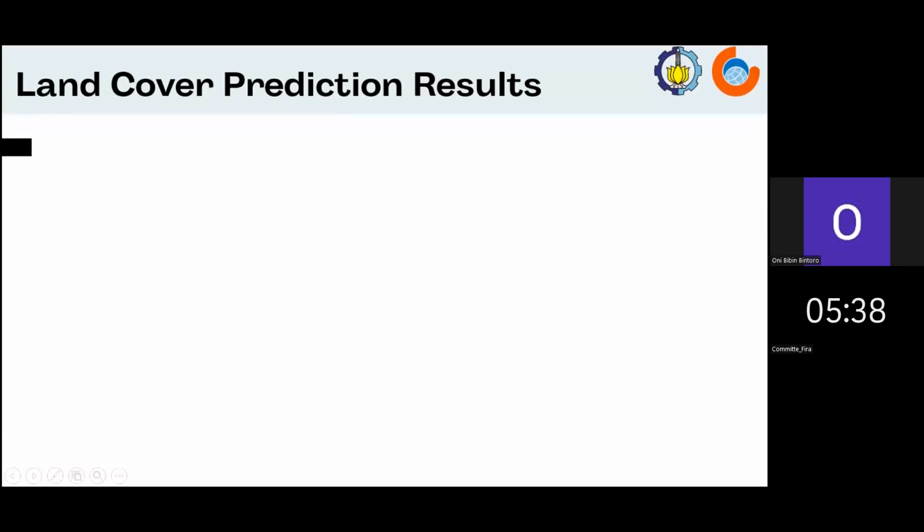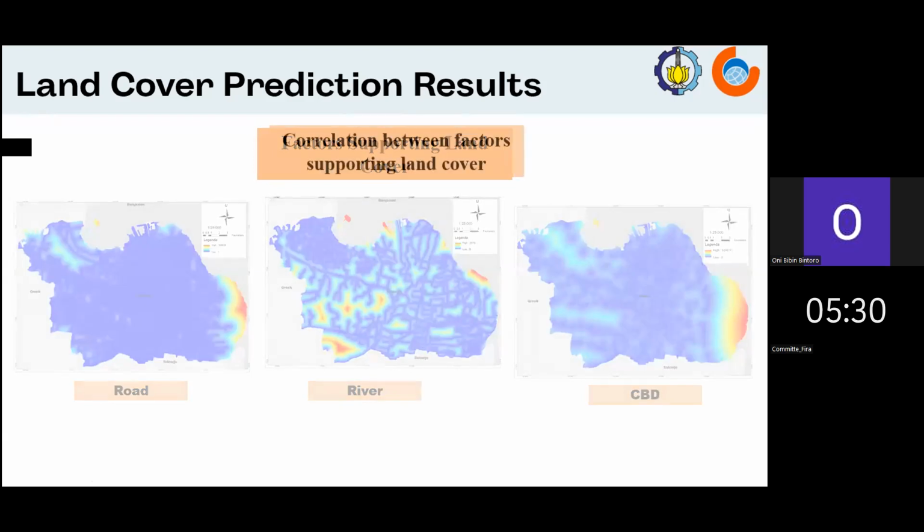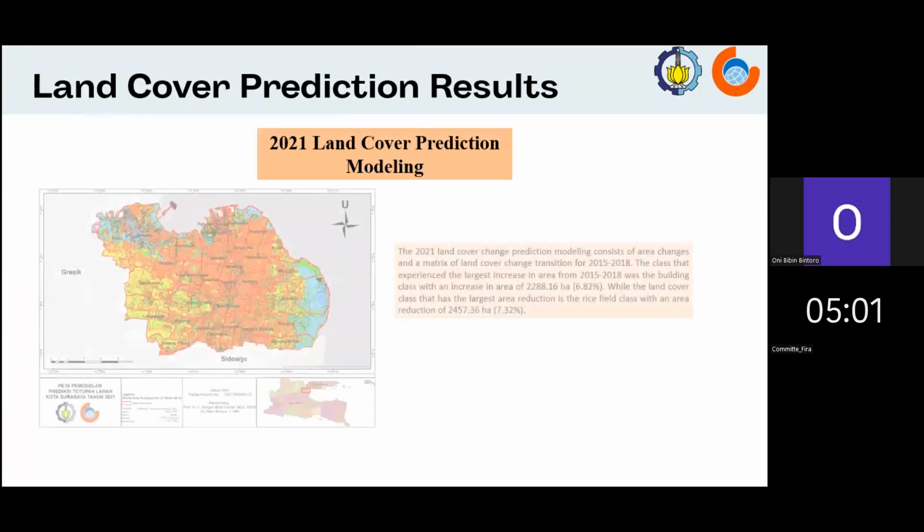So, land cover prediction result. The factors supporting land cover are road, river, and CBD. And the correlation between factors supporting land cover is almost 0.99 between CBD and river, and between road and CBD. So the correlation between central business district and river and road is very strong because it is close to 1, which is 0.99 and 0.8350. This means that the closer the land cover is to river and CBD and roads, the faster the change will be.